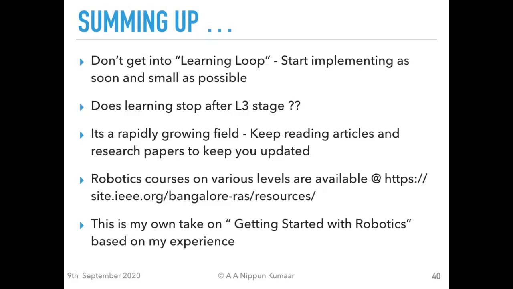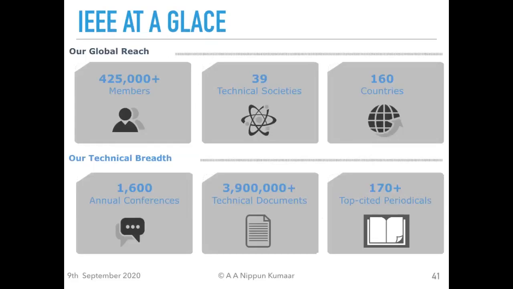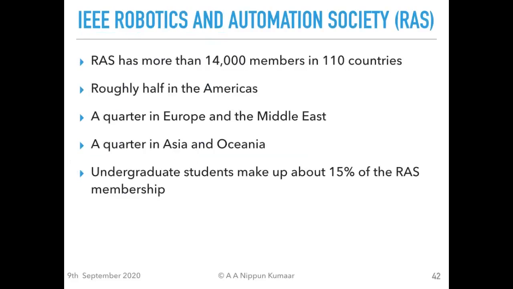Like I said, I will give you a glance of IEEE. It's an international organization for engineers, and it's a very big organization. Members live in 160 countries, and you have that many members. It has 39 technical societies. One of the societies is the IEEE Robotics and Automation Society.